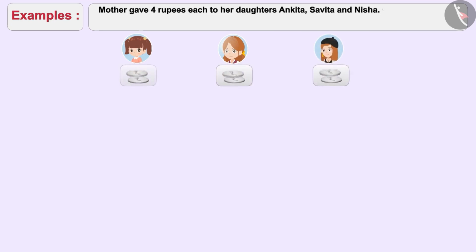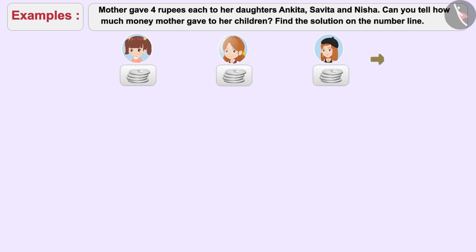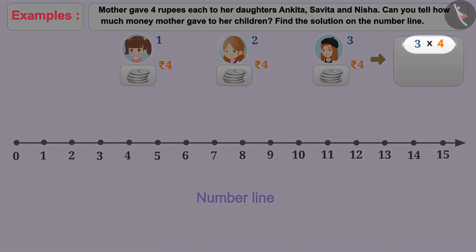Example, Mother gave 4 rupees each to her daughters, Ankita, Savita and Nisha. Can you tell how much money Mother gave to her children? Find the solution on the number line. In the example given, the total number of children is 3 and each one gets 4 rupees. Therefore, the total amount can be expressed as 3 multiplied by 4. Let's find the solution of the multiplication 3 multiplied by 4 on the number line.